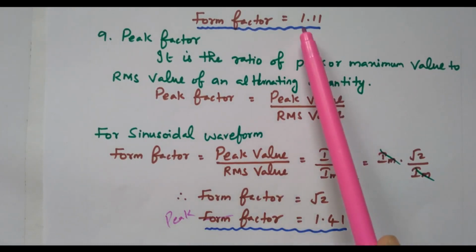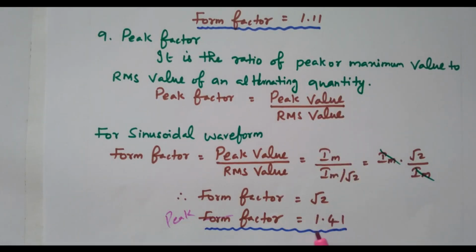The form factor is 1.11. The peak factor is 1.41. So in this video we discussed the AC terminology, starting from waveform, cycle, time period, everything. Then we discussed the average value, RMS value. Then two different factors, form factor and peak factor.